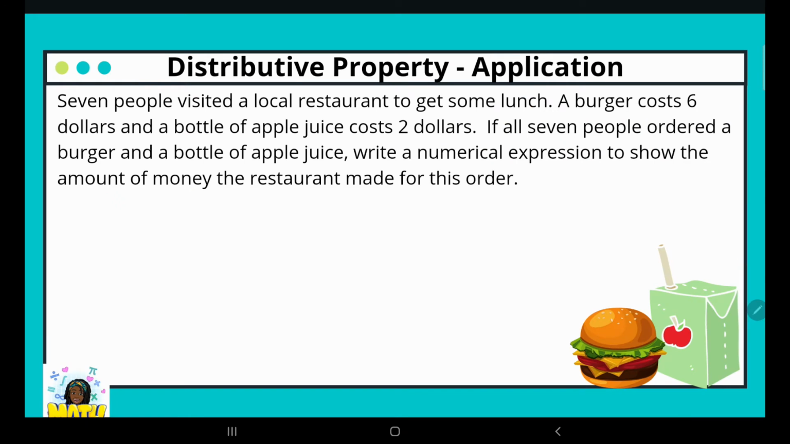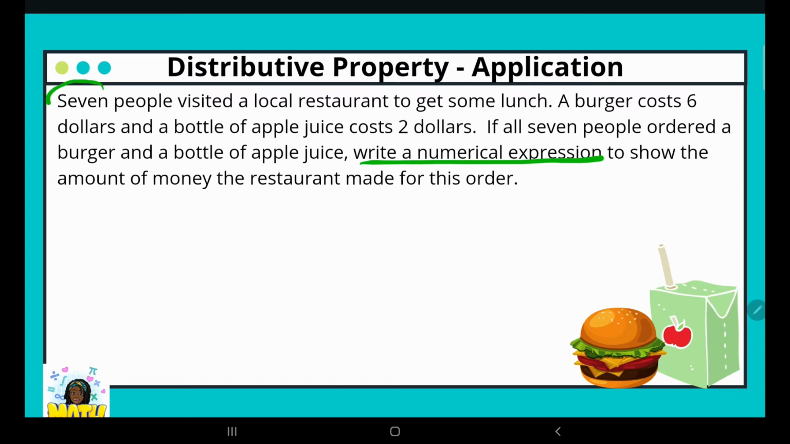So the first example says, 7 people visited a local restaurant to get some lunch. A burger cost $6 and a bottle of juice cost $2. If all 7 people ordered a burger and a bottle of apple juice, write a numerical expression to show the amount of money the restaurant made for that order. So this example is not asking us to solve, it's just asking us to write a numerical expression. Now let's take a look at our numbers and what's associated with them.